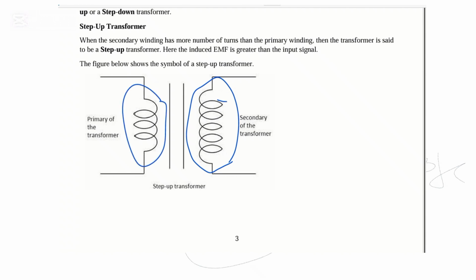So if you count, this is 1, 2, 3, 4, 5, but this one has 1, 2, 3. So automatically this transformer is a step up transformer. Why? Because the secondary turns are greater than the primary side. So the induced EMF is greater than the input. So the more the turns, the more the induced EMF. Okay, that's what they're trying to tell us in simple terms.